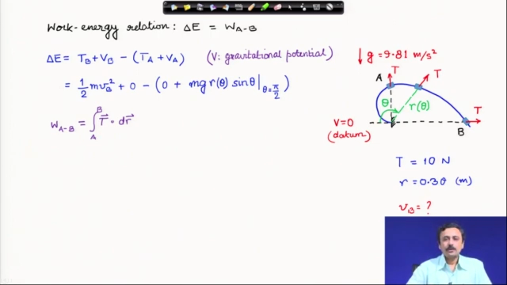Now, the work done, the right hand side of our work energy relation. It is the work done as the collar moves from A to B. The only non-potential force is that applied force. I have represented that as a vector T dot dr. This is the standard definition of work done from A to B.